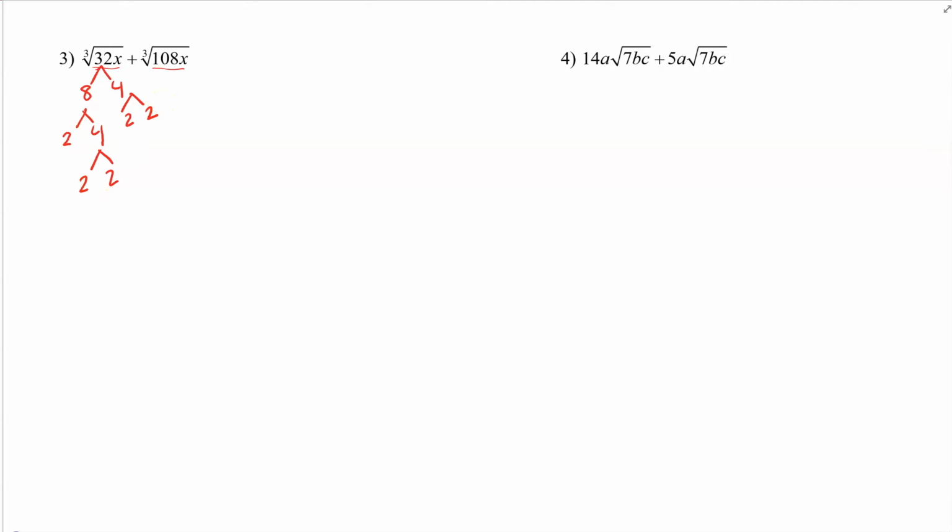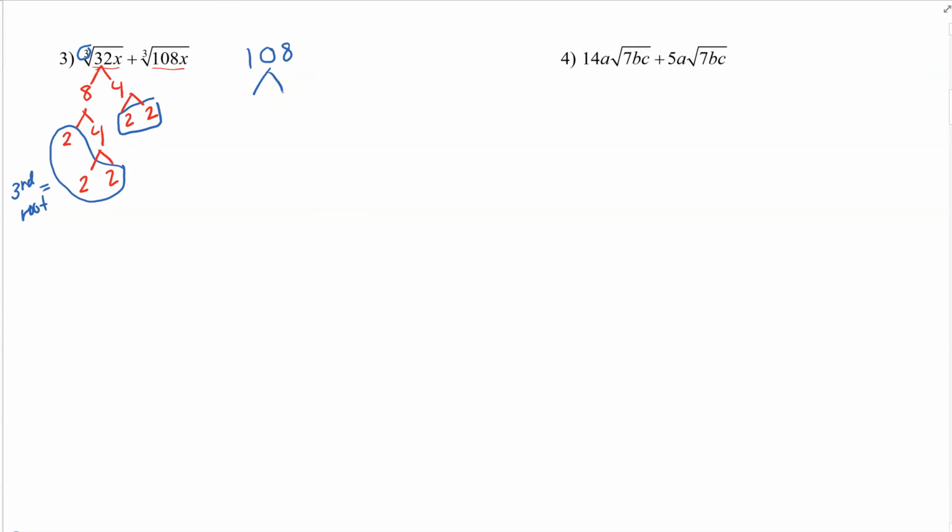Now this is not a 5th root, this is a 3rd root. So I only need 3 2's to make a perfect 3rd root. So these other 2's will have to stay under the cube root sign because it wasn't enough to create another 3rd root. Now let's take a look at 108.